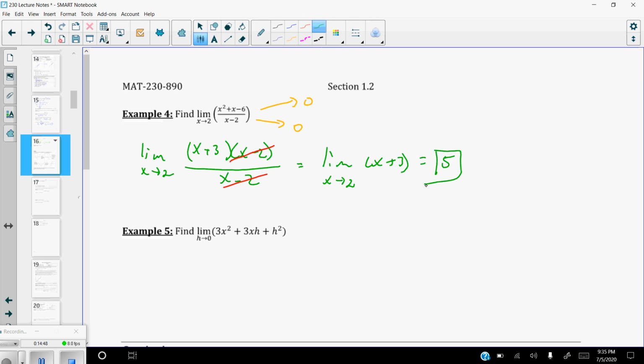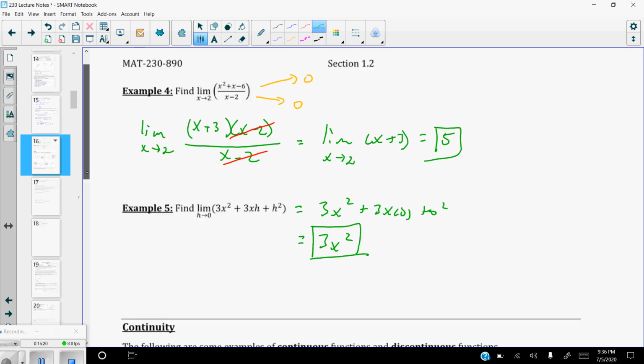So here, if I plug in 0 for h, that's going to leave me with 3x squared plus 3x times 0 plus 0 squared, but 0 squared is 0. Anything else times 0 is 0, so really my limit is 3x squared. And yes, your limit can be a function. It does not have to be a number. So in this case, our limit was 3x squared.